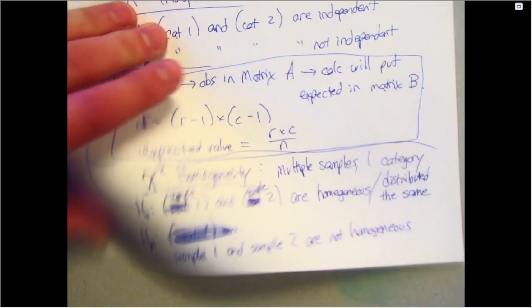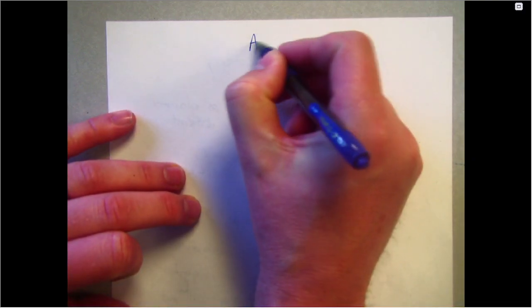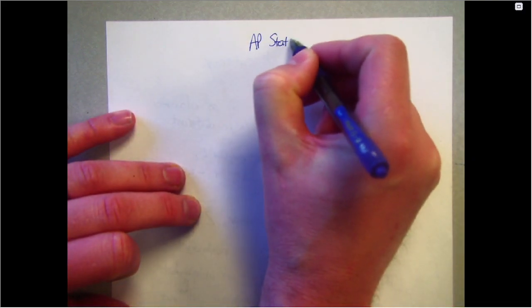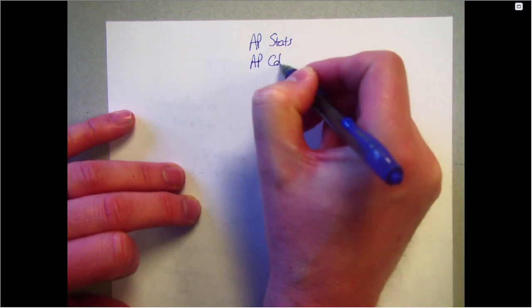So let's do a homogeneity one. So flip it over. I'm gonna do AP Stats and AP Calc, AP Scores.